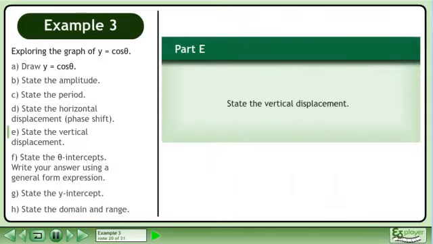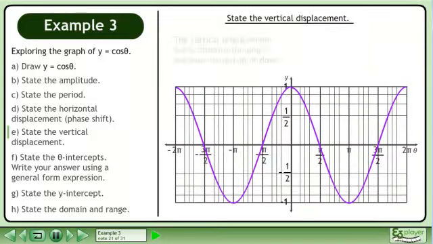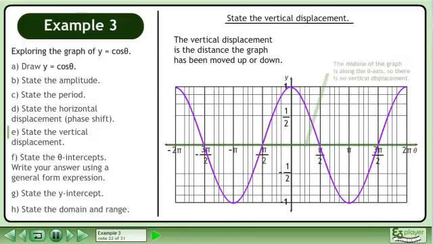In part E, state the vertical displacement. The vertical displacement is the distance the graph has been moved up or down. The midline of the graph is along the theta axis, so there is no vertical displacement.